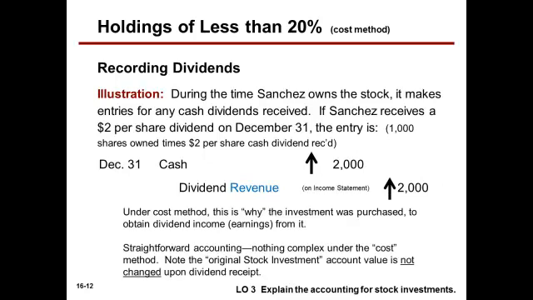Now, under the cost method, this is why the investment was purchased, to obtain dividend income or earnings from it. The accounting is very straightforward. There's nothing complex under the cost method. Note that the original stock investment account is not changed upon dividend receipt.